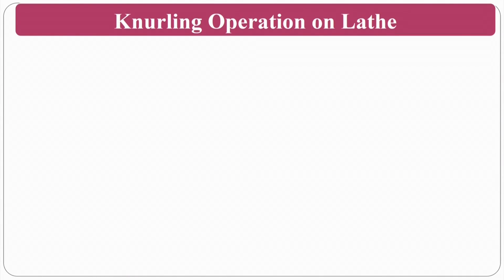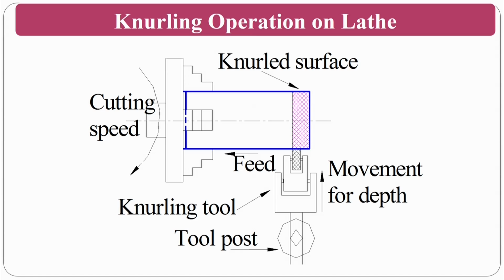Okay. So the knurling operation on a lathe, as I was just explaining, you will have the workpiece. This is the workpiece. This is the movement of the depth. This is where the knurling tool will be. Okay. This is the tool post and this is the holder or shank.